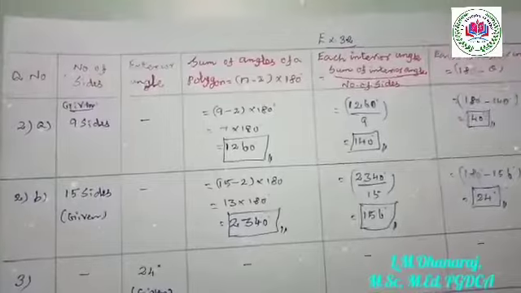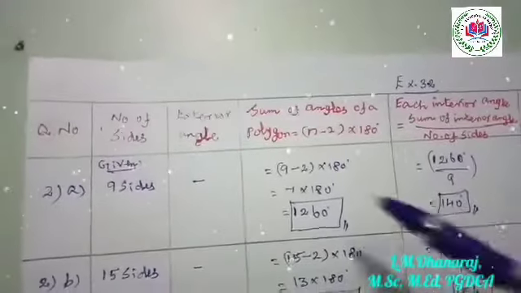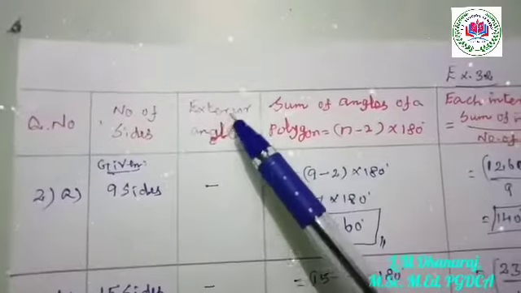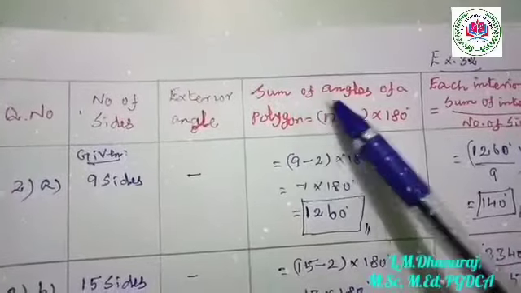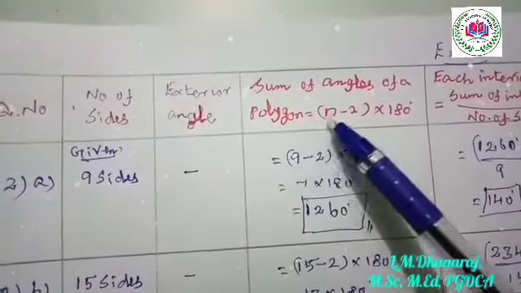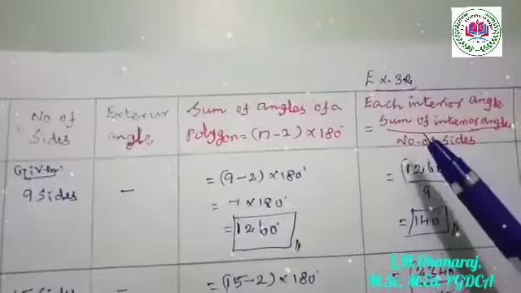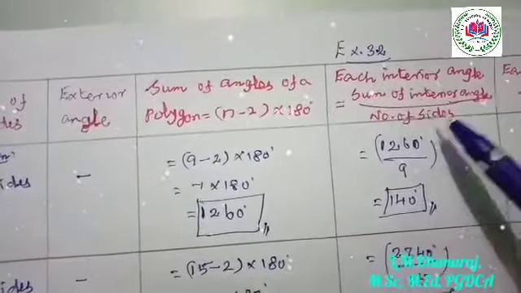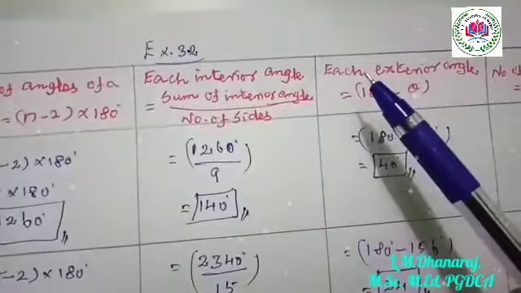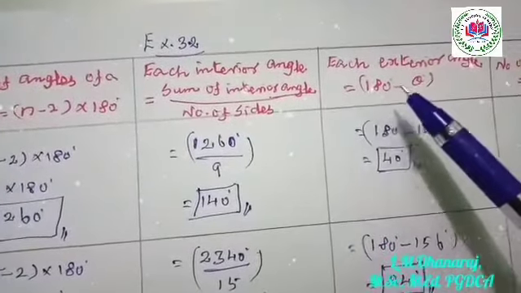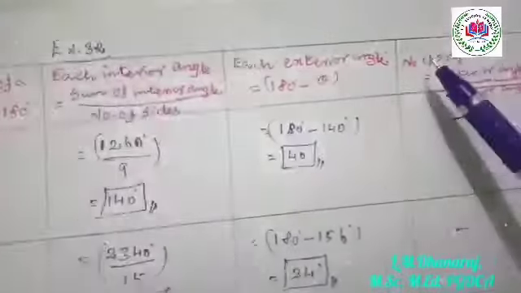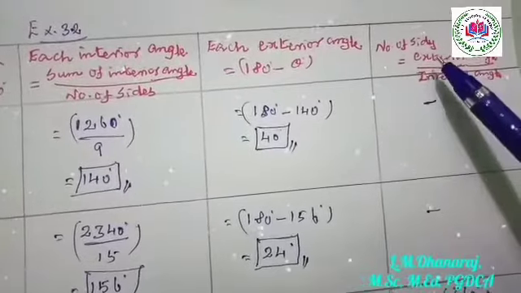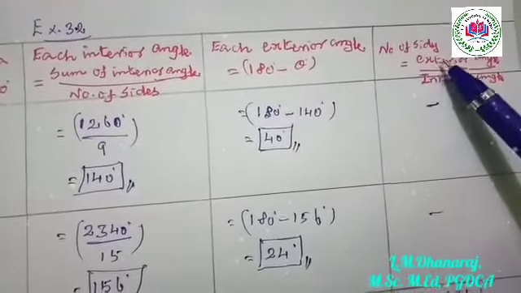For doing the second and third sums, I have made a table like this. First we have to write the question number, then the number of sides given. Here it is the exterior angle, and here the sum of the angles of a polygon is equal to n minus 2 into 180 degrees. And the next formula is each interior angle is equal to the sum of the interior angles divided by the number of sides. Then in the next column we have to write each exterior angle is equal to 180 degrees minus theta. And the last column is number of sides is equal to exterior angle divided by interior angle.